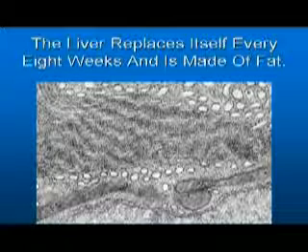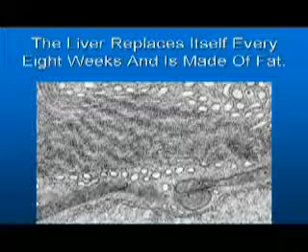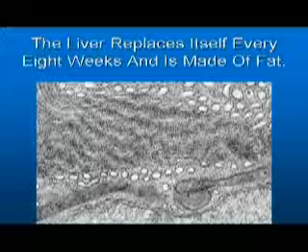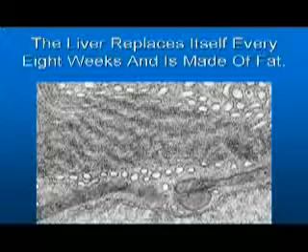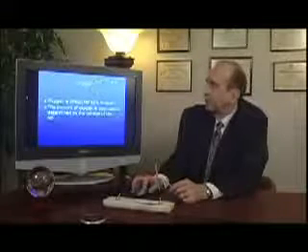Here you see a little larger picture of how the liver has all of these membranes in it to clean up things. And so the best source of balanced fat, as we've discussed, is raw milk and cream.